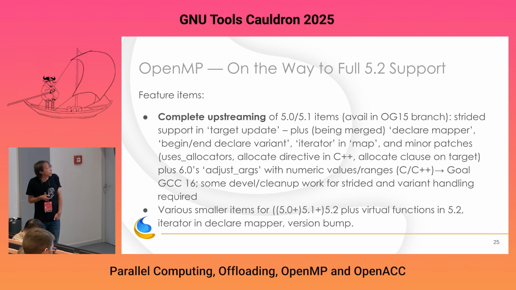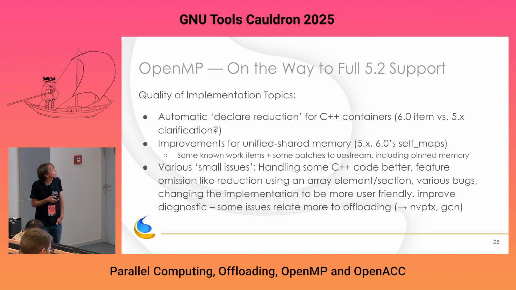The items: 5.1 is mostly implemented. We need to finish some upstreaming work as listed there, and some of it is also being reviewed. And then for the full implementation, we need to fix a couple of bugs and some minor features listed there, especially virtual functions in 5.2, iterator, and the version bump.